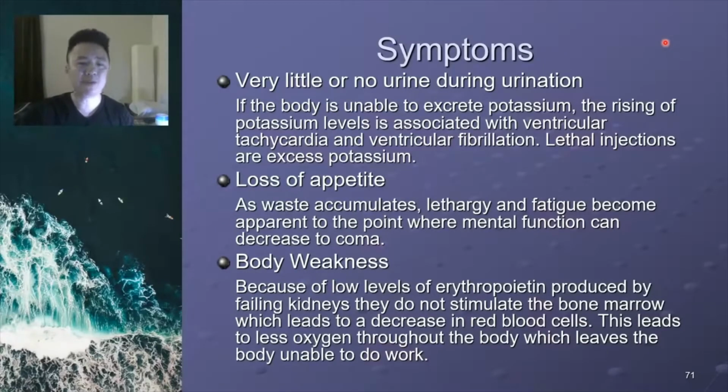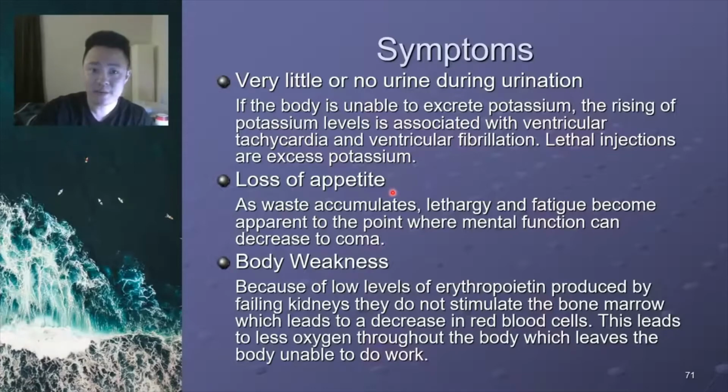Now the symptoms here: there's either very little or no urine during urination. If the body is unable to excrete potassium, for example, the rising potassium levels are associated with ventricular tachycardia and ventricular fibrillation. And lethal injections are excess potassium. That's one of the ways that individuals on death row are executed, through excessive amounts of potassium.